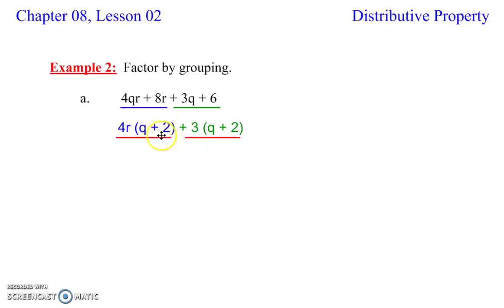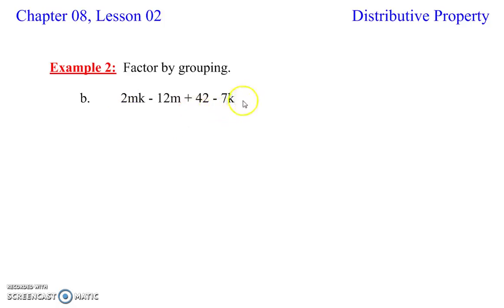So now I could factor out q plus 2 from each of these. Once I factor that out, that means dividing by q plus 2, I'm left with 4r plus 3. So q plus 2 is being multiplied both by 4r, and q plus 2 is being multiplied by 3. So now I have my polynomial factored down to 2 binomials.